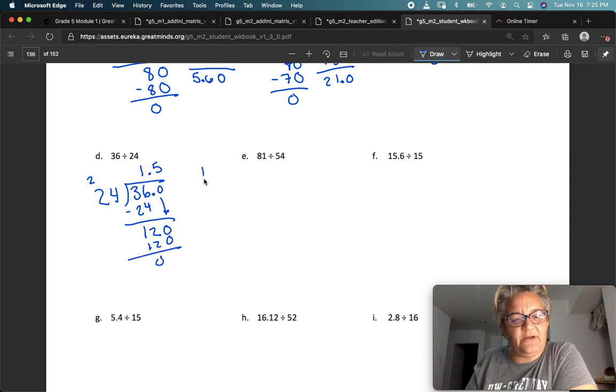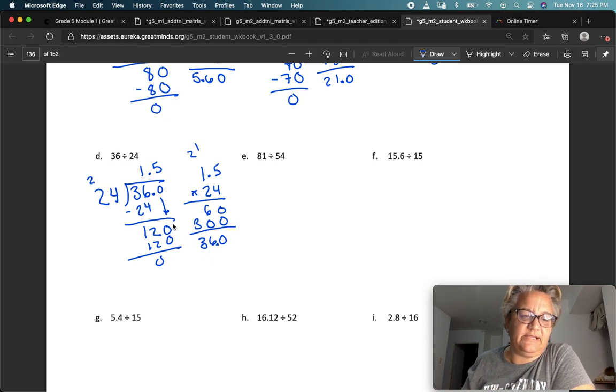Okay, now I check my work. 1 and 5/10 times 24 is 20, carry the 2. 4, 5, 6, and 10, carry the 1 is 3. Then put the decimal back in, 36. Great, same number.